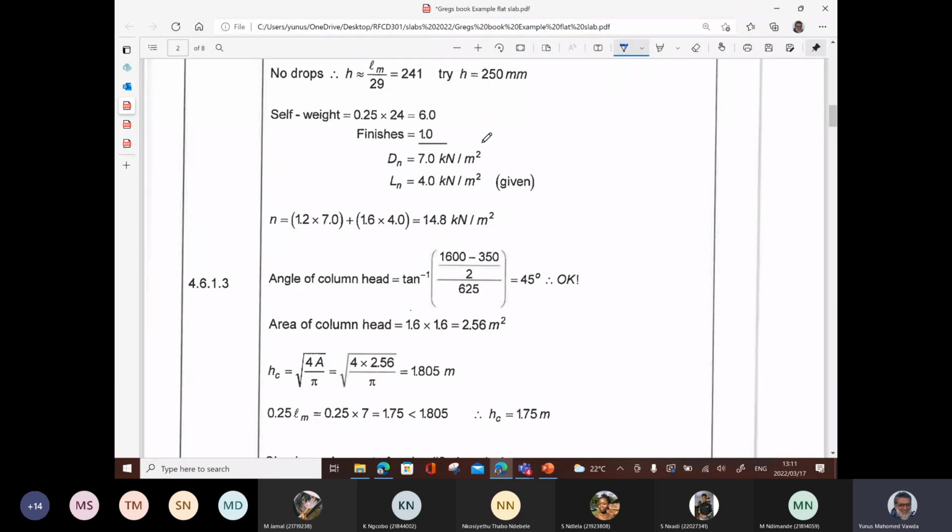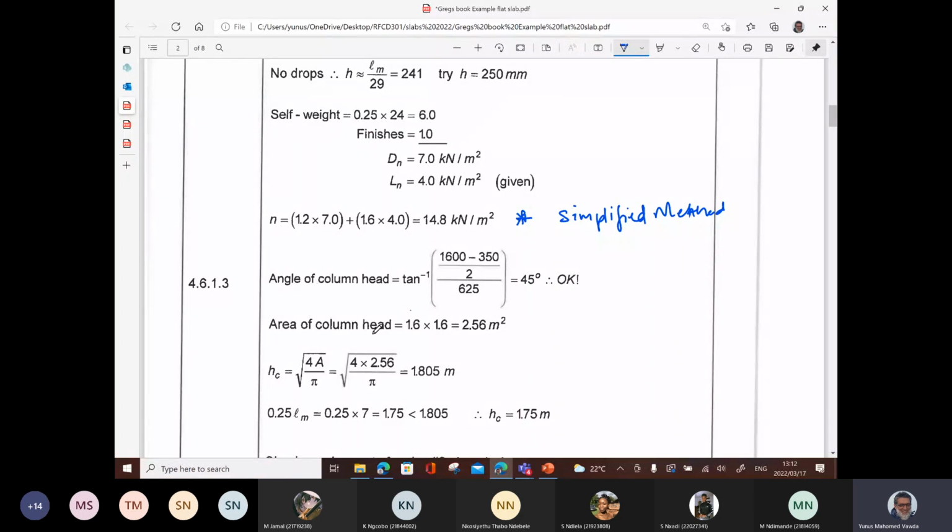So we've got the dead load. We've got the live load, nominal loads, unfactored loads. OK, we have to factor them up, 1.2 and 1.6. Remember, at this point you must have only this load case, very important. The simplified method is dependent on one load case only. There are no multiple load cases in the simplified method. So you must use the fully factored design load. Then we look at the angle of the column head.